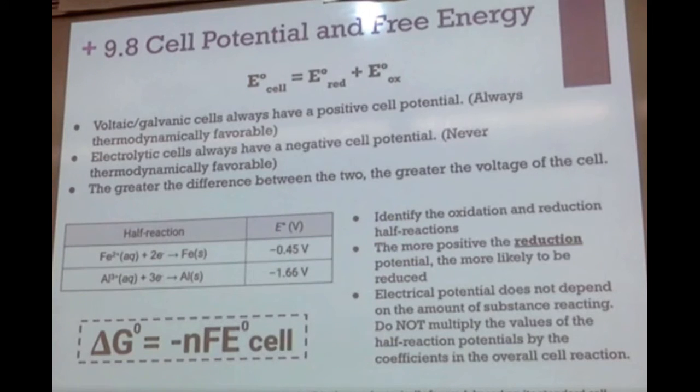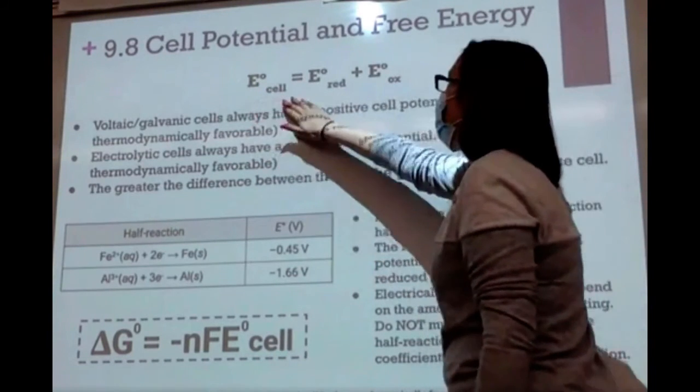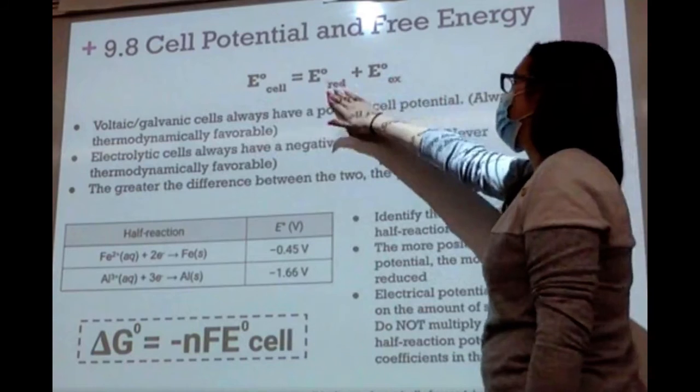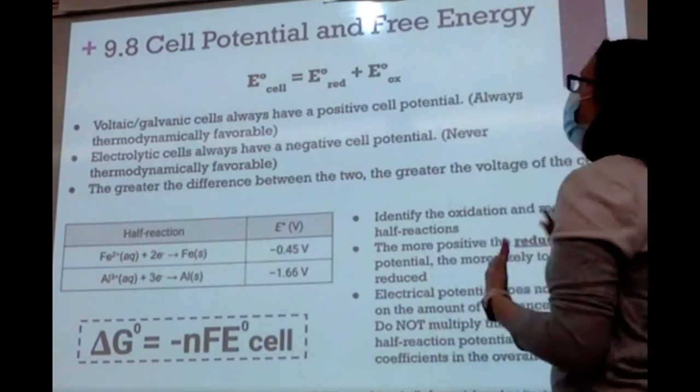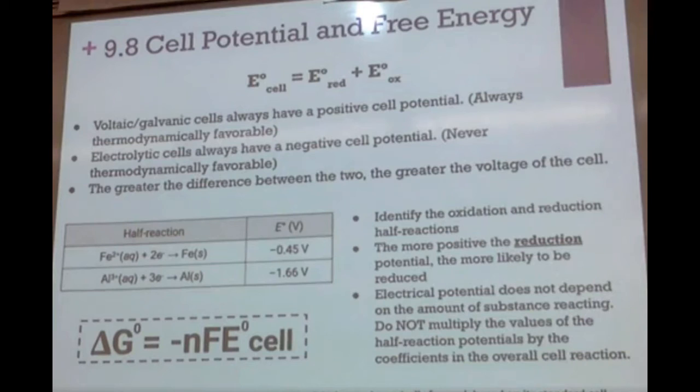So topic 8 looks at cell potential and free energy. So with cell potential, to calculate cell potential, we always do reduction plus oxidation. So we have to figure out what is being reduced, what is being oxidized. Remember, a voltaic cell always has a positive cell potential. That means it's thermodynamically favored. Electrolytic cells always have a negative cell potential. So it's never thermodynamically favored.